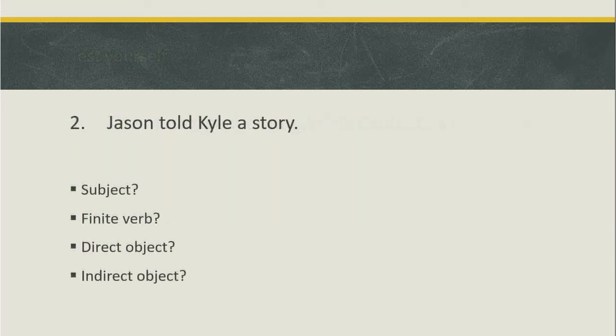Jason told Carl a story. Finite verb told. Direct object, a story. That is what he told, a story. Because I said told who or what? What? A story. Indirect object, to whom? To Carl. So Carl is the indirect object.